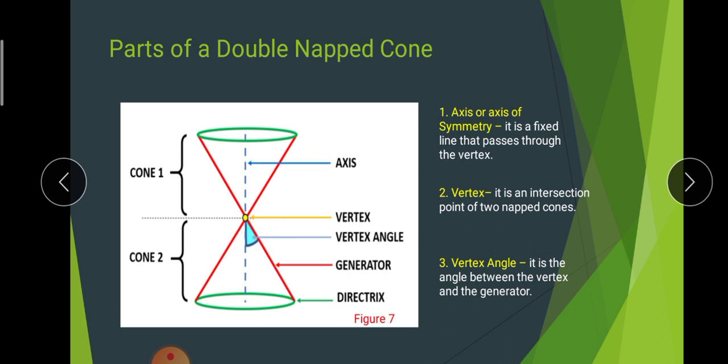Kung mapapansin nyo din, siya ay point of intersection ng dalawang generator. Number 3. Vertex angle. It is the angle between the vertex and the generator. Ito yung naka-shade na blue. Ito din yung angle sa gitna ng generator at axis of symmetry.